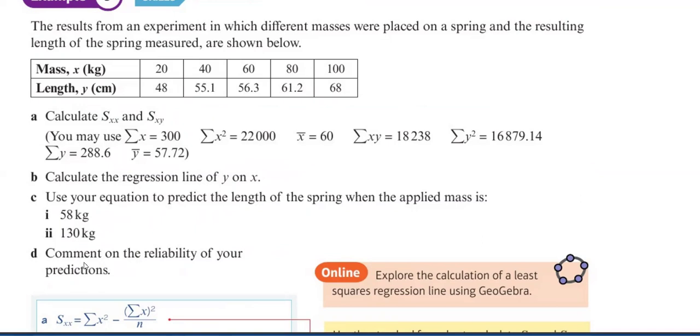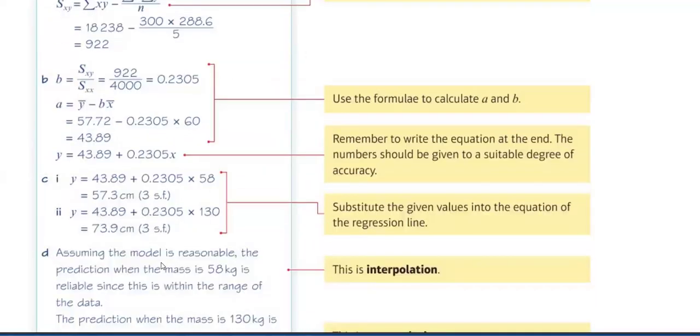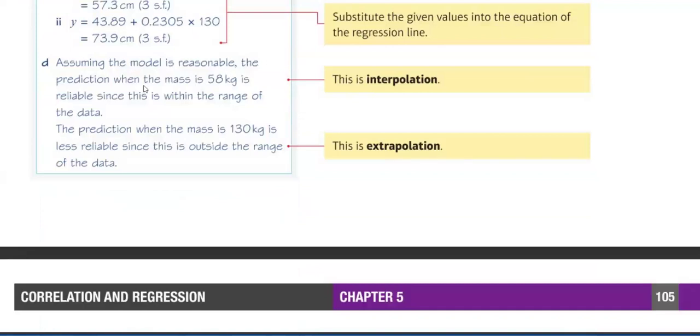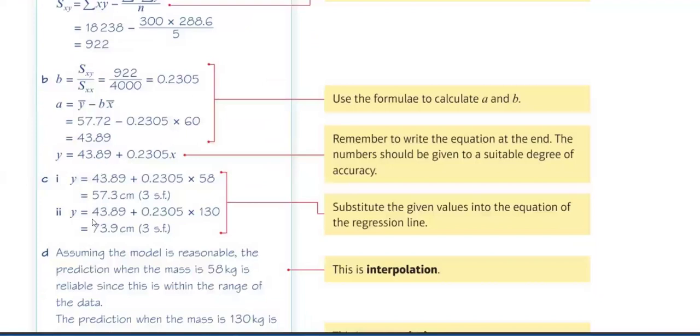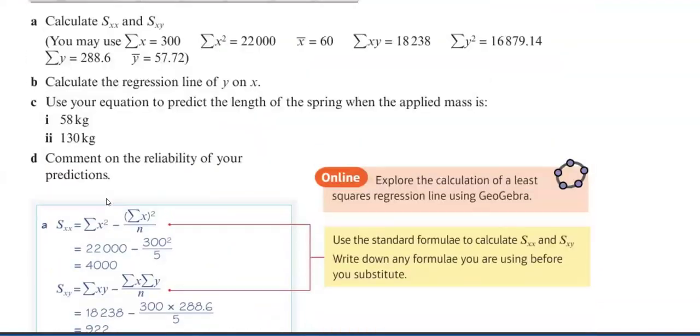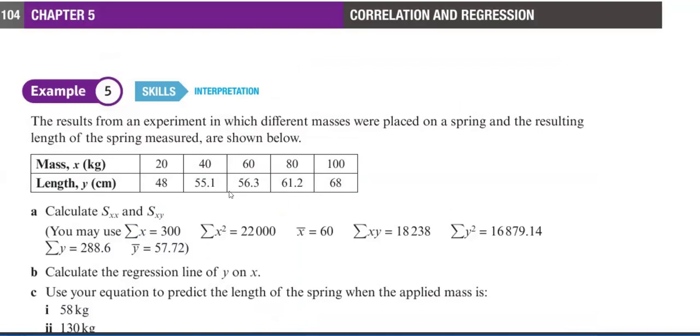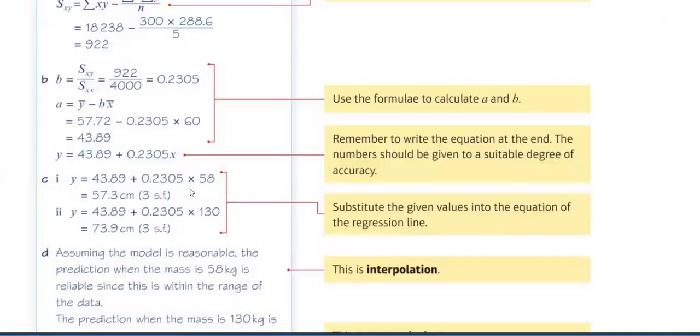Comment on the reliability of your predictions. Assume the model is reasonable. To predict when the mass is 58 is reliable, since this is within the range of the data. You can see with this data, 58 is in between these two, no? Your answer also, 57.3. It is reliable in between these two, or nearby these two. Okay, not exactly, but very near.